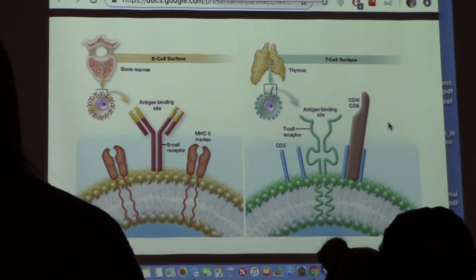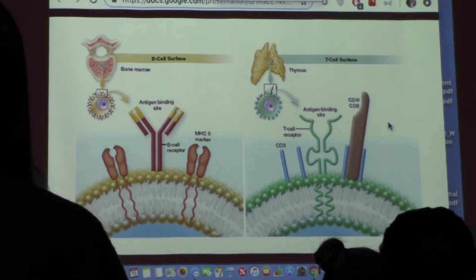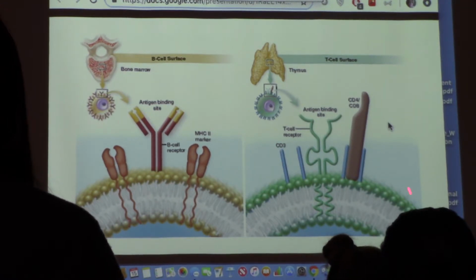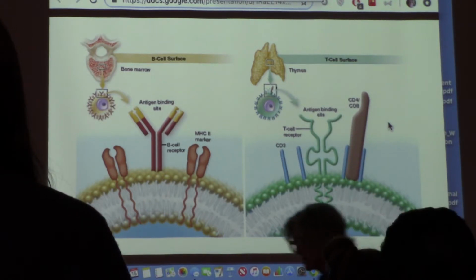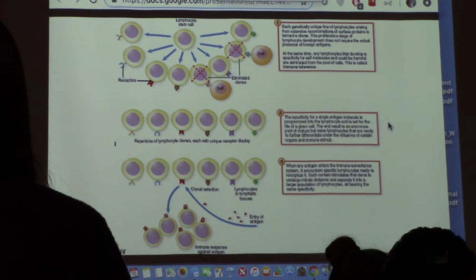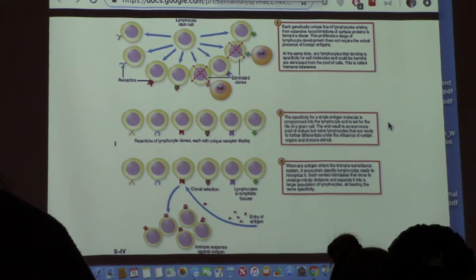B cells, dendritic cells, and macrophages also have another special kind of MHC receptor, and that's called an MHC class 2 receptor. So I just want to point out that it's present on the surface of the B cells, but it's not present on the surface of the T cells. So MHC class 2. And I'll show you in a minute why MHC class 2 receptors are special, because they have an important job and they tell us something about that cell type.